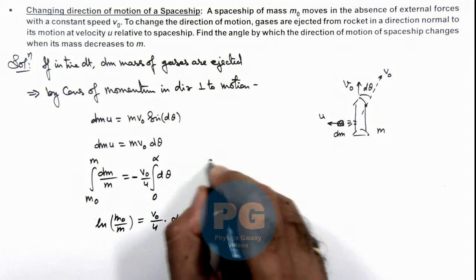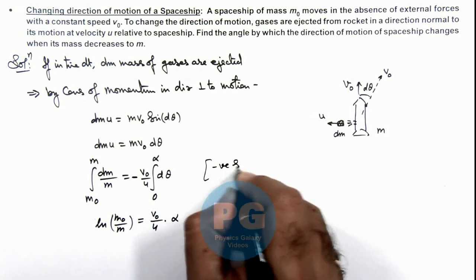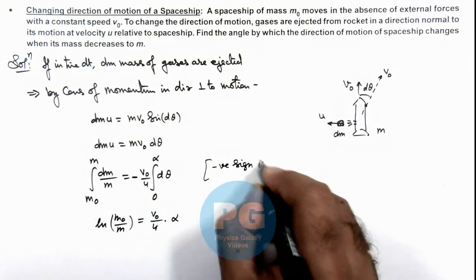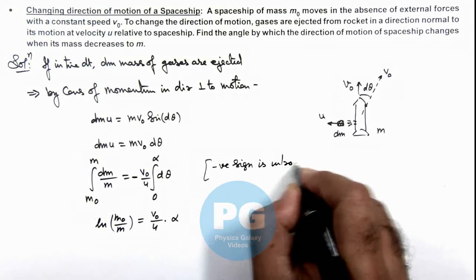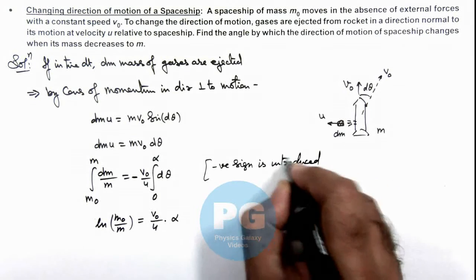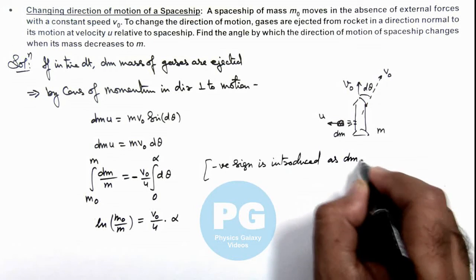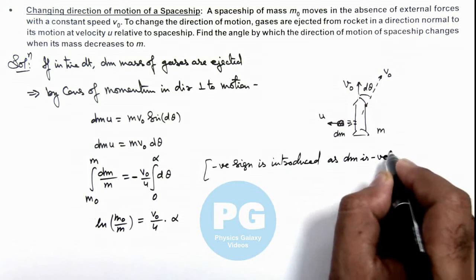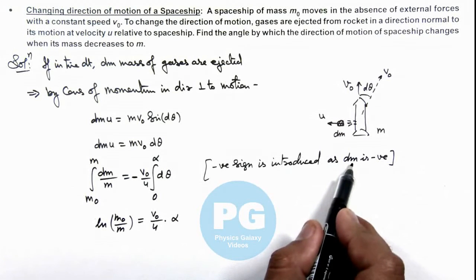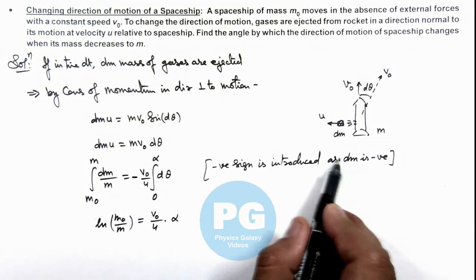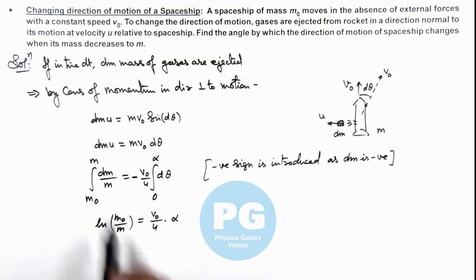Here the negative sign is introduced as dm is negative, because in this situation the mass of the spaceship is decreasing, so dm is negative, that's why we are taking it.